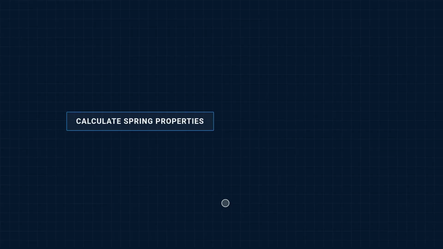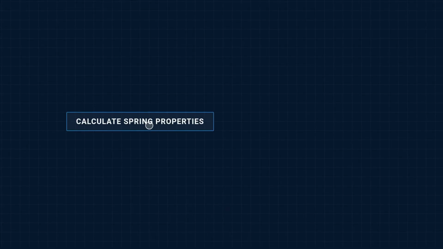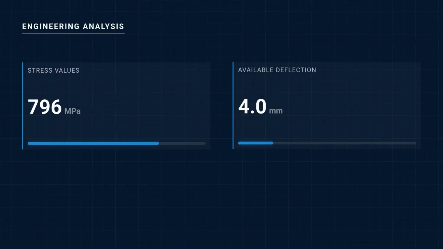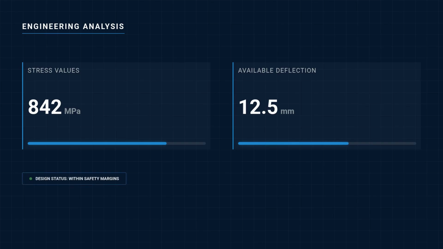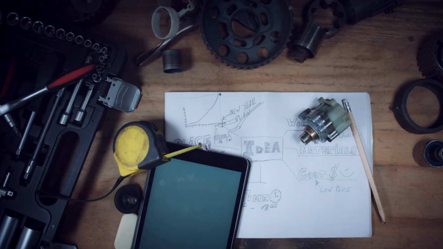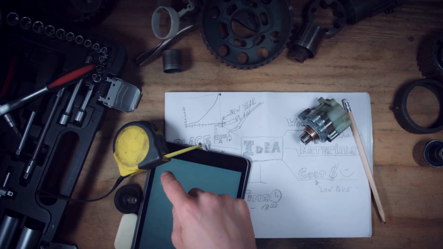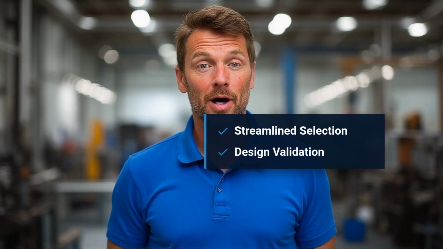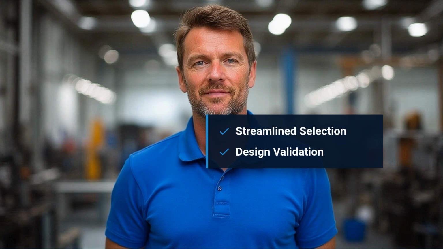After clicking Calculate Spring Properties, the calculator provides essential design parameters, including the spring force, spring rate, stress values, and available deflection range. These outputs help you verify whether your disc spring design meets your load requirements and stays within acceptable stress limits for your application. This tool streamlines the complex calculations needed for proper Belleville spring selection and design validation.